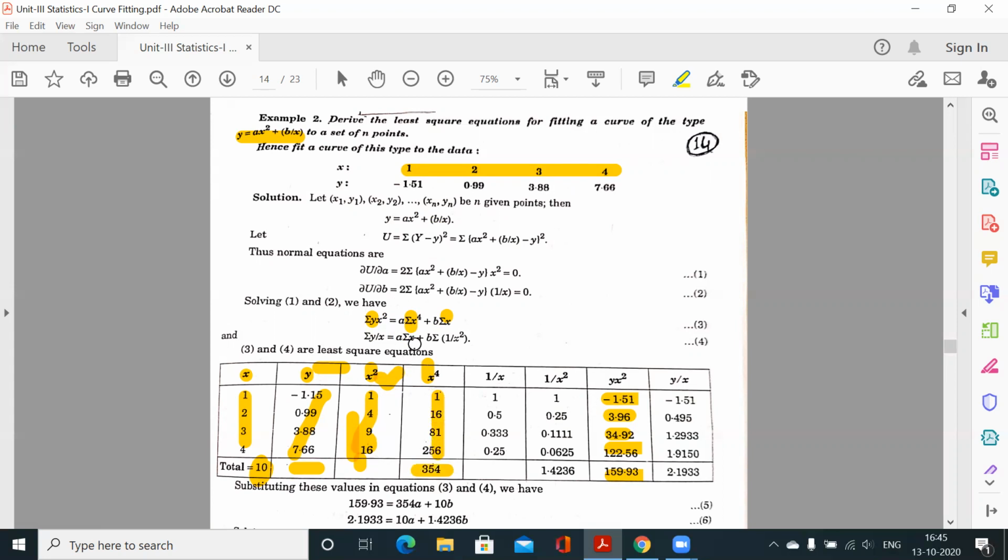This is the summation. What else do we need? We need y over x. For y over x we have y but we don't have 1 over x. So you have to calculate 1 over x. You have x, so 1 over 1, 1/2, 1/3, 1/4, all 1/x. Next, y into 1/x. So y into 1/x means this y into 1/x.